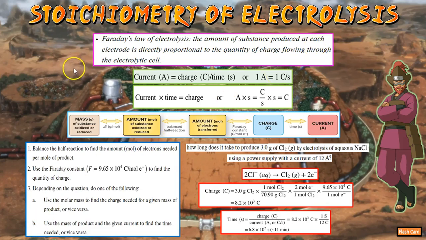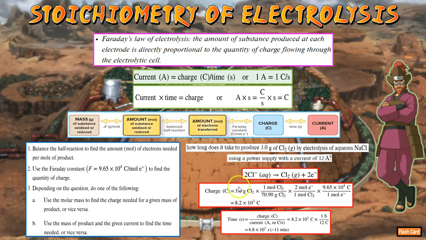He begins: since charge is flowing through an electrolytic cell and yielding product at the electrodes, it makes sense that more product is going to form when more charge flows. This relationship was first determined experimentally in the 1830s by Michael Faraday. Faraday's law of electrolysis states that the amount of the substance produced at each electrode is directly proportional to the quantity of charge flowing through the electrolytic cell.